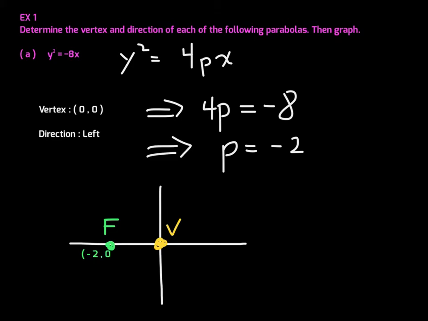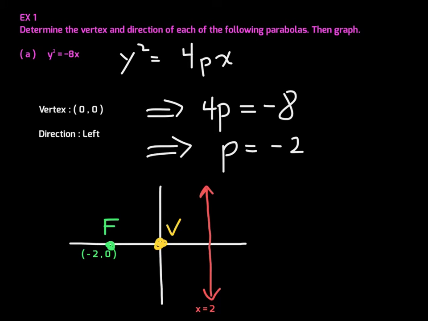All right. Now the directrix is a vertical line, right? It's a vertical line, 2 units to the right of the vertex. So then the directrix is something like this, okay, that vertical line, which has the equation, because it's a vertical line, be careful here, x is equal to +2, okay?